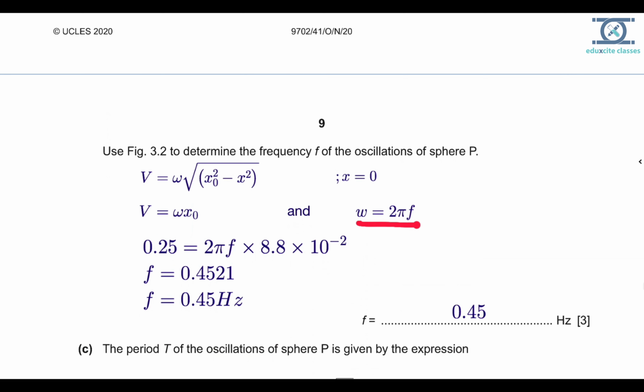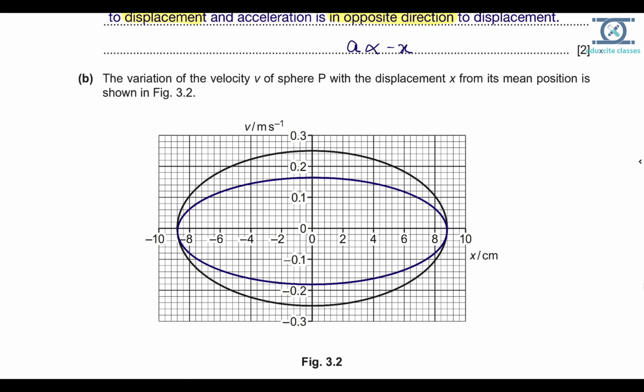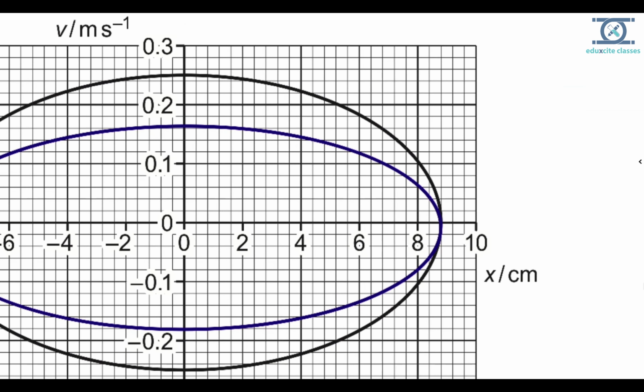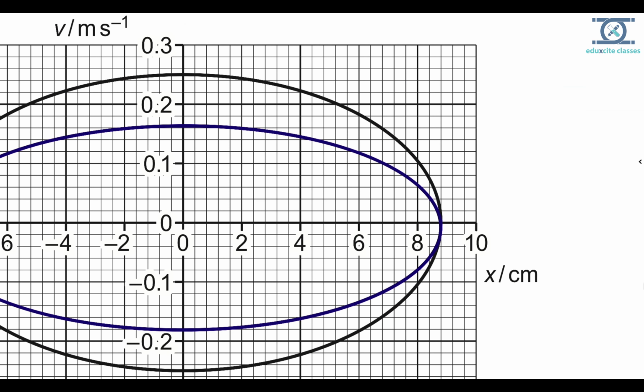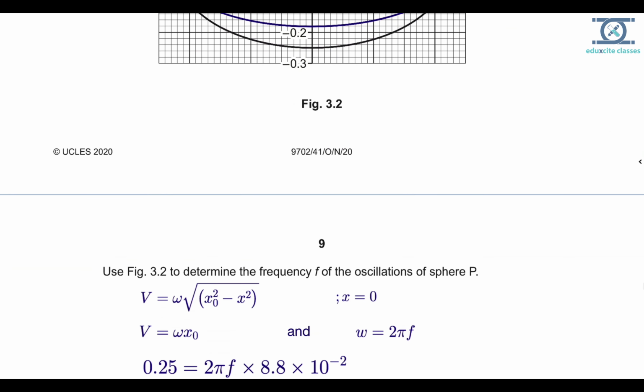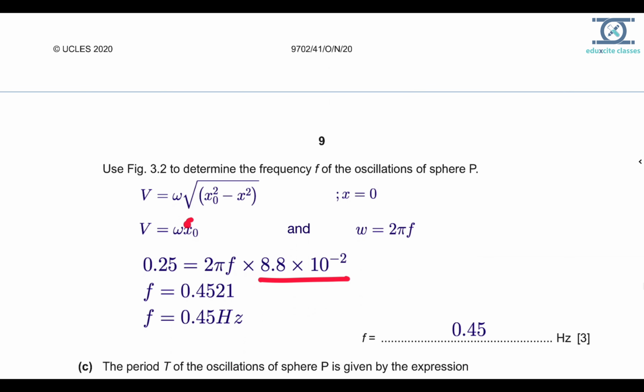Omega in terms of frequency is 2 pi f. So at x equals 0, the mean position, v is 0.25, omega is 2 pi f, and x naught is the amplitude, or the maximum displacement. It can be this point. So this is 8, this is 10, so these are intervals of 4. So 8.8 is x naught, the maximum displacement or amplitude, in 10 raised to power minus 2.